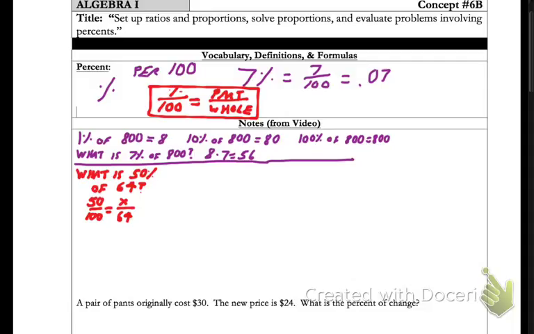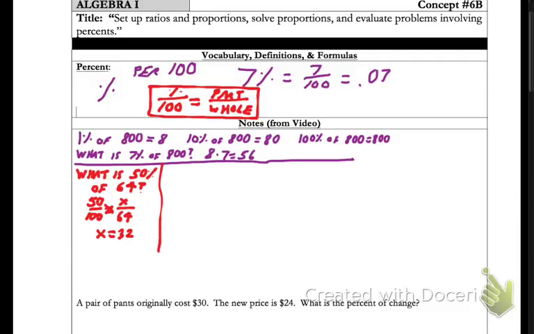Well, we already learned that we can just cross multiply to solve this. So we could take 50 times 64 and take 100 times x, or we can see the relationship that 50 is half of 100, so what's half of 64? 32. So that's a quick way to get our answer for that one.